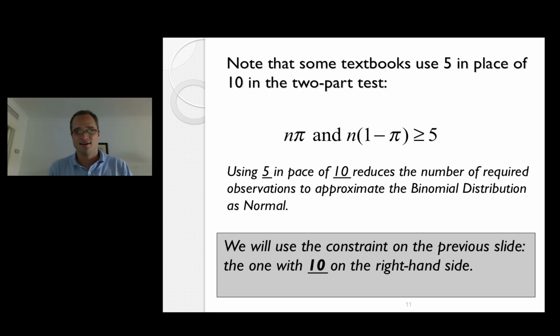So it's easier to pass this threshold with 5. So 10 is more conservative. 10 is the one that we're going to use in this course, which is this final highlighted box here.